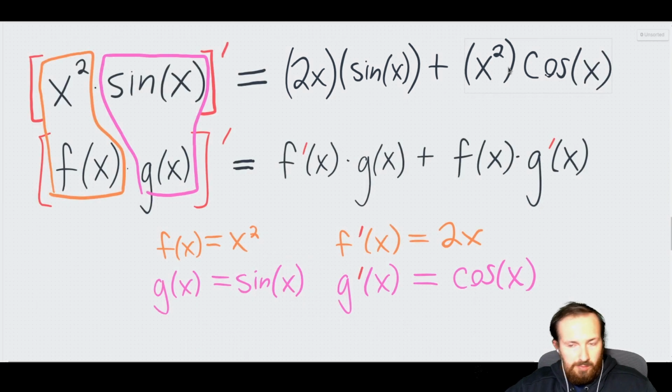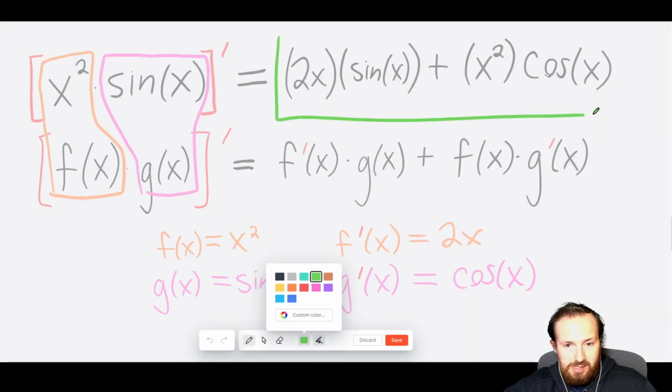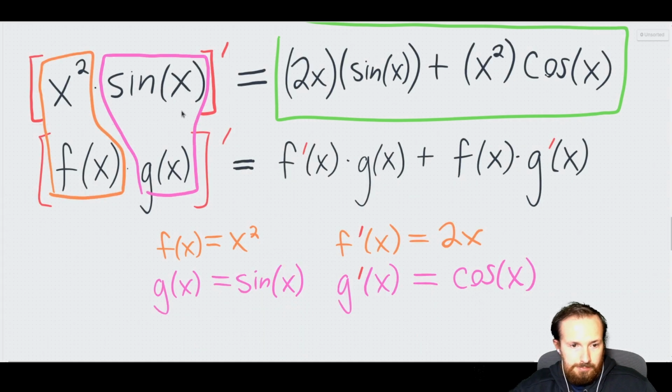Now, we could simplify this a little bit more, arguably. Maybe we could pull out an x from both terms, but fundamentally, this is the right answer. This is the derivative of x squared times sine of x. So there you go. Hopefully that makes sense. That's how you use the product rule.